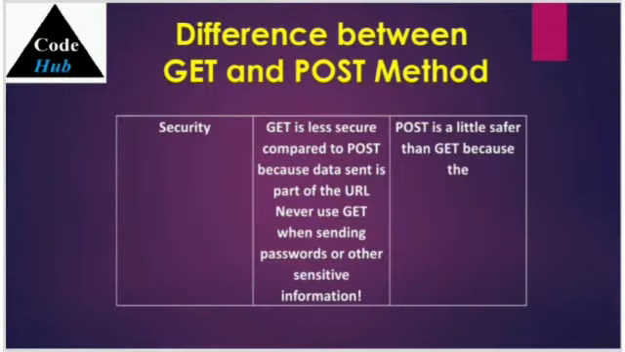Let's know the difference between the get and post methods. We have distinguished them on the basis of three categories. First, security. Get is less secure compared to post because data is sent as part of the URL. Never use get when sending passwords or other sensitive information. Post is a little safer than get because the parameters are not stored in the browser history or web server log. Second is visibility. Data is visible to everyone in the URL for get. For post, data is not displayed in the URL.